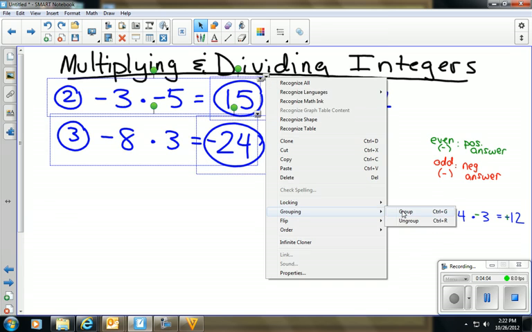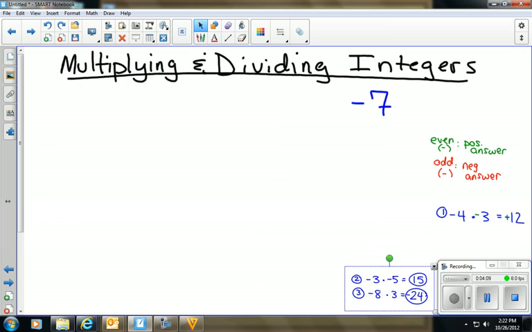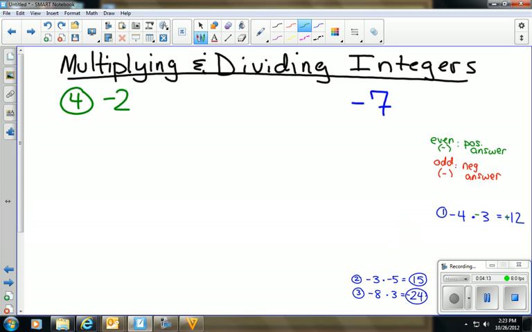So, if you have a problem such as this one, we'll say negative 20 divided by negative 4. Well, again, we're going to first focus on the division part. 20 divided by 4 is going to get us 5. And then I have 2 negative signs. Well, 2 is an even amount, therefore the answer has got to be positive. So the answer in this one is going to be positive 5.